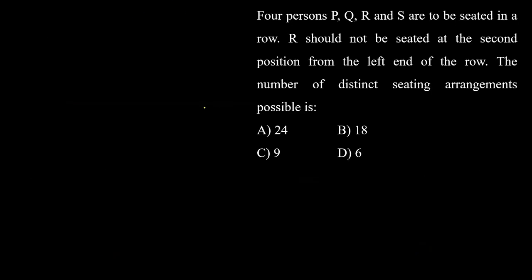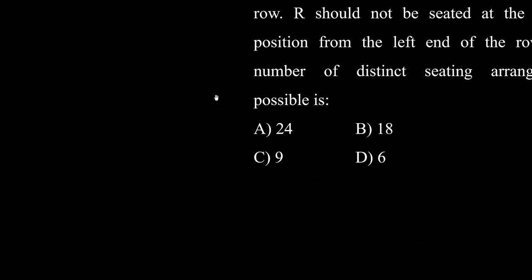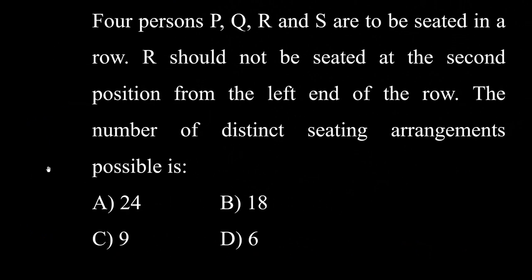Now see this question. They have given the data: 4 persons are to be seated in a row, R should not be seated at the second position from the left end of the row. The number of distinct seating arrangements. When they mention arrangements, you can think about permutations, because combinations is only selection, permutations is selection and arrangement. Arrangement is there only in permutation, not in combination. So you can think about permutations, right? So here 4 persons, they have given one condition, like we have a 4-digit number, it should be an even number, or a 4-digit number which is divisible by 4, like that.